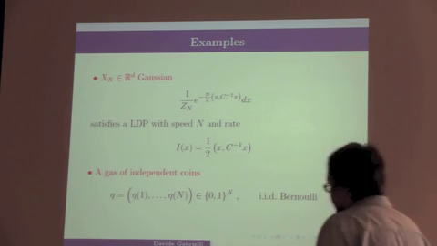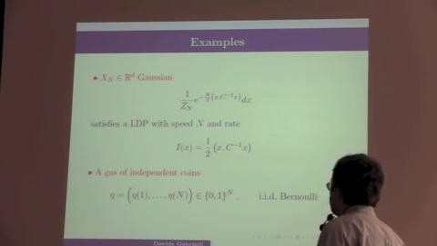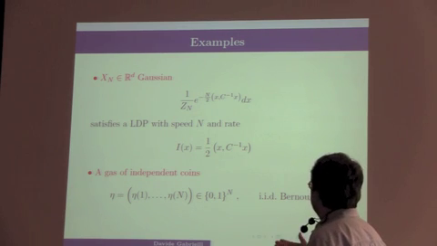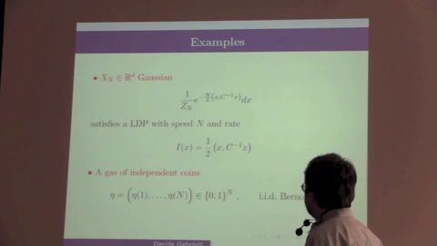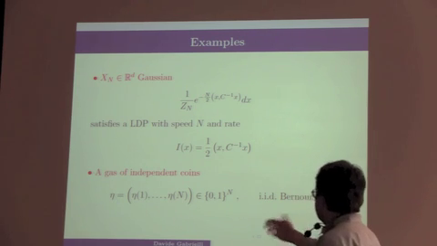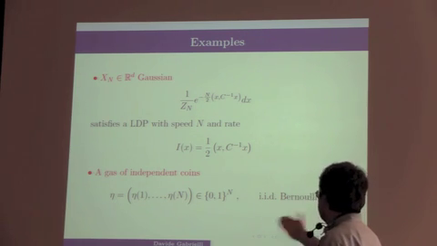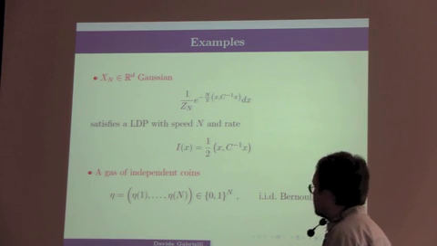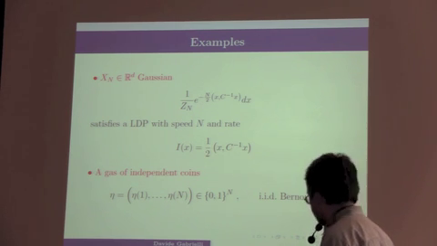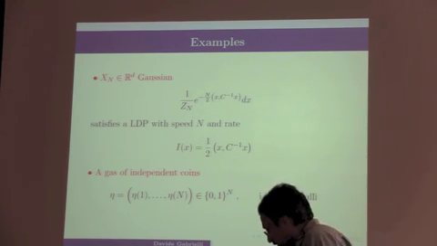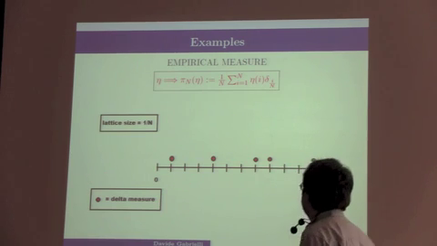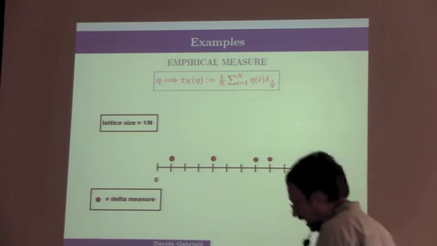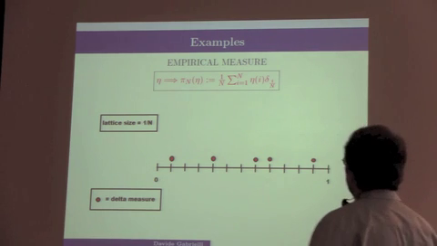A less trivial example that will be useful also in the following is a gas of independent coins. So I have a sequence of independent coins. The result of a toss of a coin can be either 0 or 1, and every result is independent from the others.